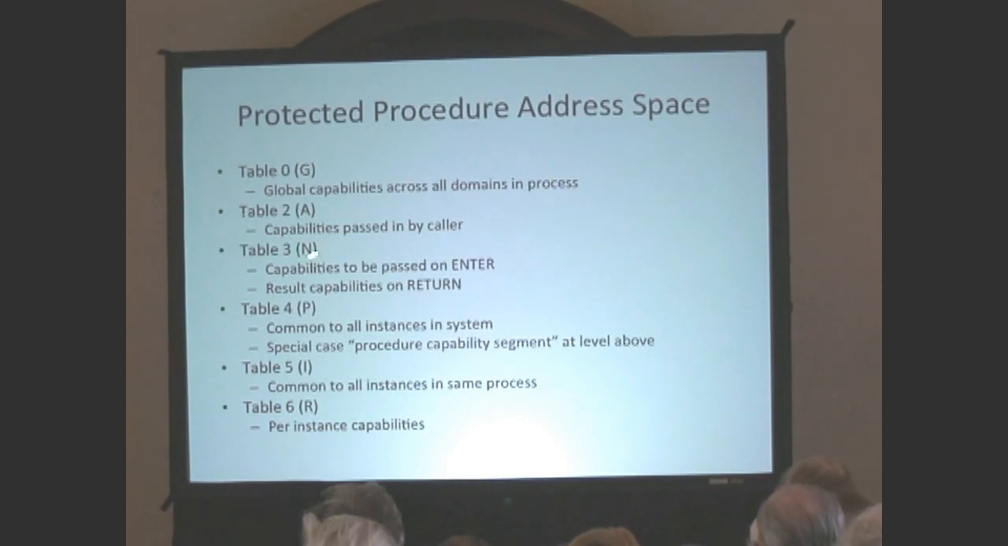I've talked about the A and N tables. The A stood for arguments, surprisingly enough, things passed in by the caller. N was this new table, capabilities passed on or results to go back. We also typically made table 0 global, which was capabilities available to all domains in a process. And what you might typically have there is, for example, the user login name and the job number and the stuff that might be of general interest to everyone. And everything in the G table was generally read-only.